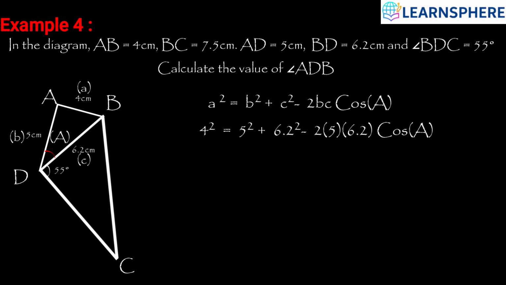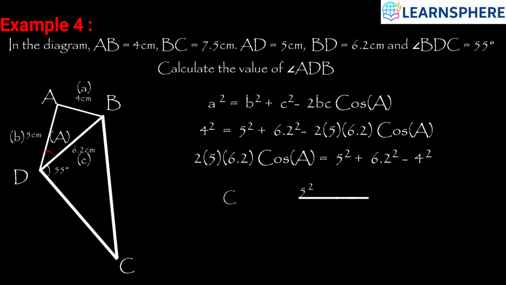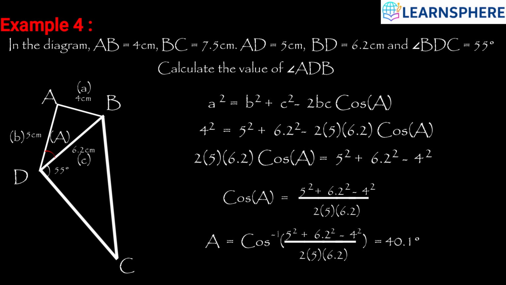Since we want to solve for the angle, we have to make capital letter A the subject of the equation. We can bring negative 2(5)(6.2) cosine A to the left-hand side and bring 4 squared to the right-hand side, which will give us 2(5)(6.2) cosine A equals 5 squared plus 6.2 squared minus 4 squared. And cosine A will equal 5 squared plus 6.2 squared minus 4 squared over 2(5)(6.2). And to solve for capital letter A, we can simply cosine inverse the values on the right-hand side, which will give us 40.1 degrees as the answer.